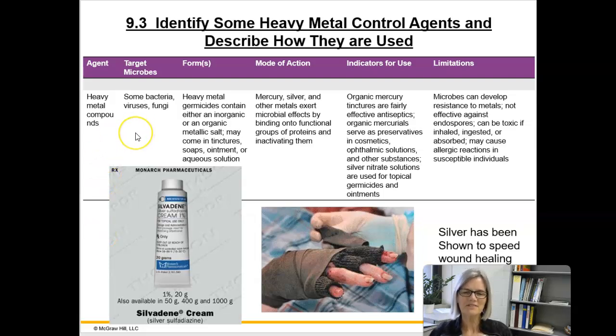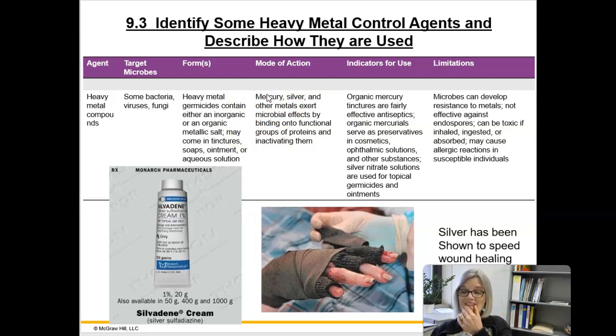So heavy metals are really toxic. These are things that you only need very small concentrations of, and we know heavy metal accumulation in any living organism, including humans, can be very toxic and cause nerve damage and brain damage. But they are effective microbial control agents. They're giving you some examples of some of the heavy metals that are used.